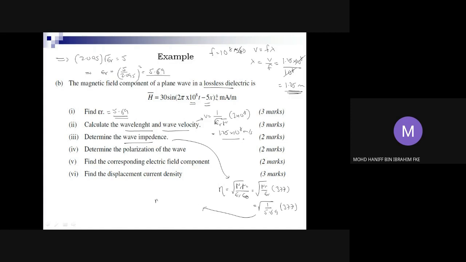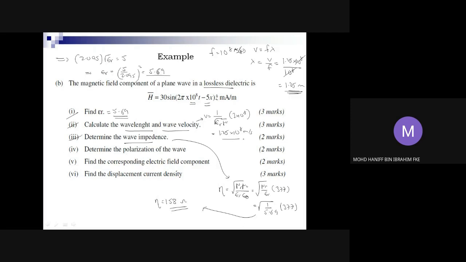And for this, we can get it as equal to, let me see, the answer for that will be equal to 158 ohm. That should be your impedance, the wave impedance. I think 1, 2, 3 are done already, or calculated.